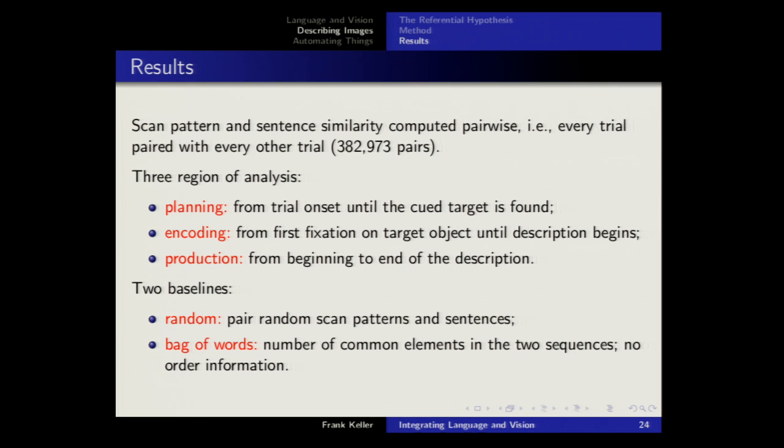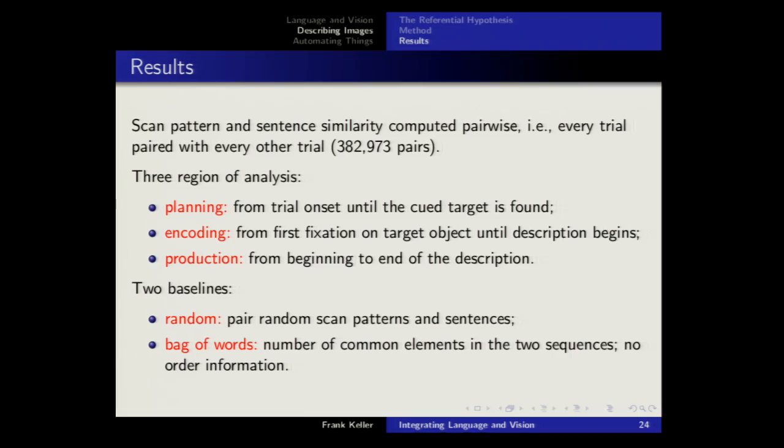We divide it into a planning region, which we define as from the onset of the trial, so when the image appears, to when the cue is found. Remember, people were given a cue, suitcase, man, and so on, something they should talk about. And that's our first region. Then once they found the cue until they start speaking, that's the second region, the encoding region. And then finally, the production region. That's from the beginning to the end of the description. So crucially, during planning and encoding, they're not actually speaking yet. Right? They're preparing to speak. And then during production, they speak. Okay, so we'll check those three regions, and we want to see whether similar sentences correspond to similar scan patterns.